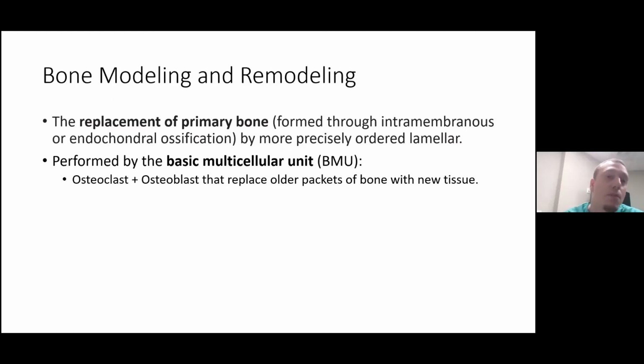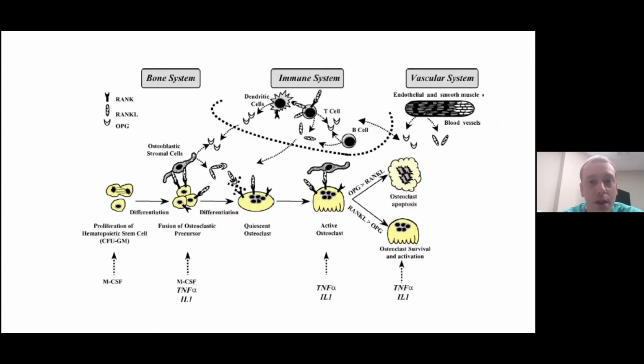Now let's talk about bone modeling and remodeling. So basically, this is the replacement of primary bone that has been formed through either intramembranous or endochondral ossification by a more precisely ordered lamellar bone. This is performed by what is called the basic multicellular unit, which is an osteoclast plus an osteoblast. Although this seems to be a very complex diagram, we need to understand the basics of osteoclastogenesis to understand how different pharmacological treatments treat decreased bone mineral density.